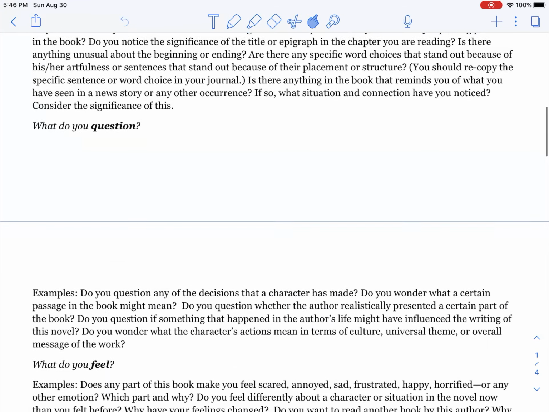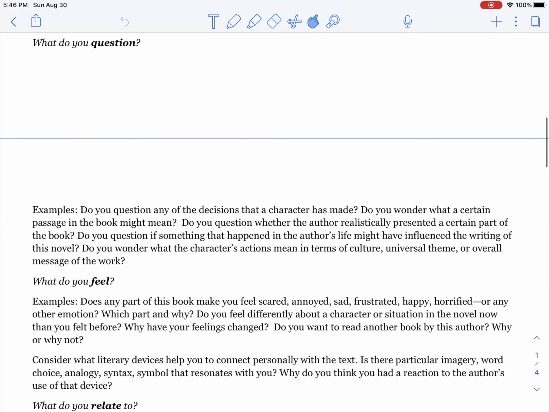And then there's question. So do you question any of the decisions that a character has made? Do you wonder what a certain passage in the book might mean? Do you question whether the author realistically presented a certain part of the book? Do you question if something that happened in the author's life might have influenced the writing of this novel, and so on? And these are not questions that you're limited to. These are just some that you could consider.